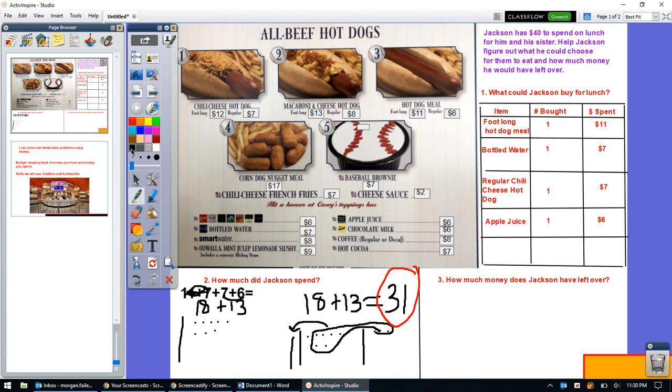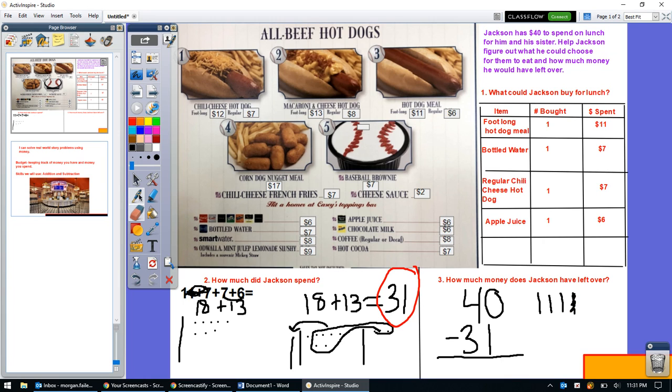Now the next question asks me, how much does he have left over? Well, we have to remember how much we had to start with. At the top it says Jackson had $40. So he had $40 to start with. He spent how much? 31. How much does he have left over? Again, we're going to use our regrouping skills. We know that we have 4 tens and we need to take away 1 one and 3 tens. I don't have any ones to take away here, so I'm going to use one of these tens.